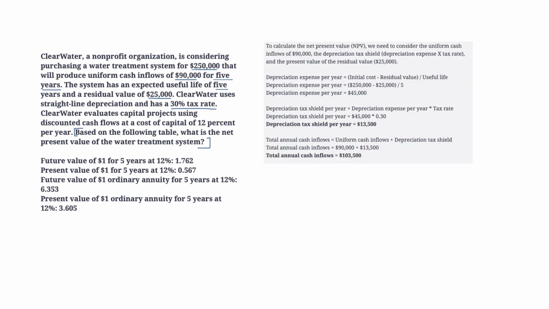So what that tells us is that the company is going to have a depreciable base of $250,000 minus the salvage value, aka residual value, of $25,000. So each year it's going to be depreciating $45,000. So the question is, how much of a depreciation tax shield does that create? So this decreases our taxable income by $45,000, and that means that we're going to be paying $13,500 less in taxes. Because our taxable income is $45,000 lower and it's a 30% rate, that means that we're paying this much less in taxes.